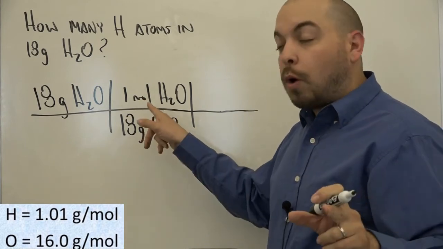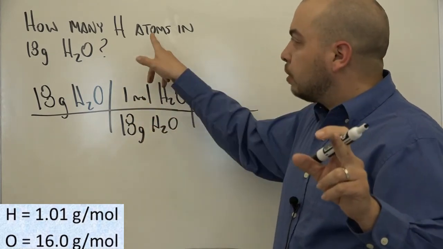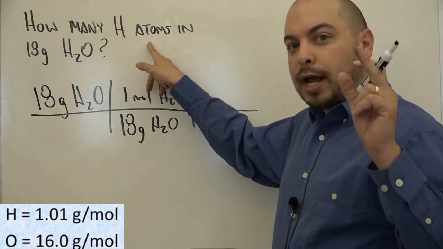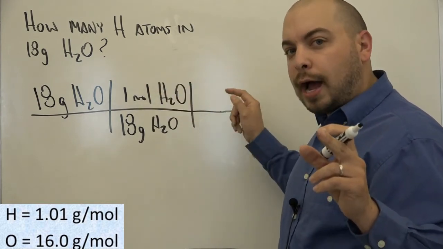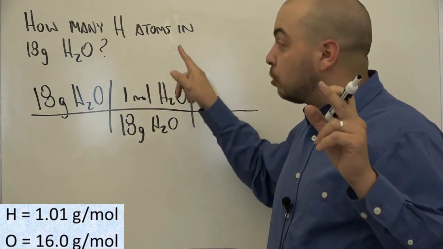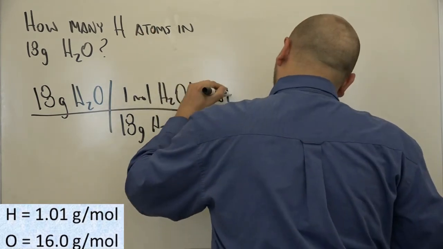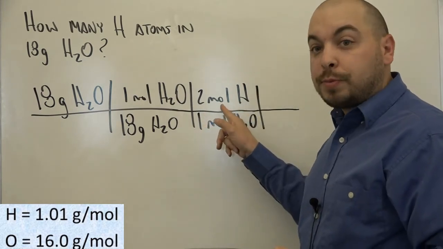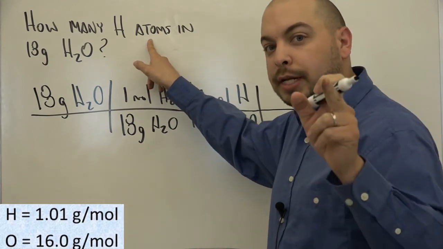Now that we're in moles of water, be careful here because we need to go from moles of water to moles of hydrogen. Now, in order to do this, we're going to actually multiply by the number of moles of hydrogen in every 1 mole of water. This is 2 moles of hydrogen for every 1 mole of water because it's H2. Now, we're in moles of hydrogen, which means we now need to get to hydrogen atoms. We use Avogadro's number to get there.